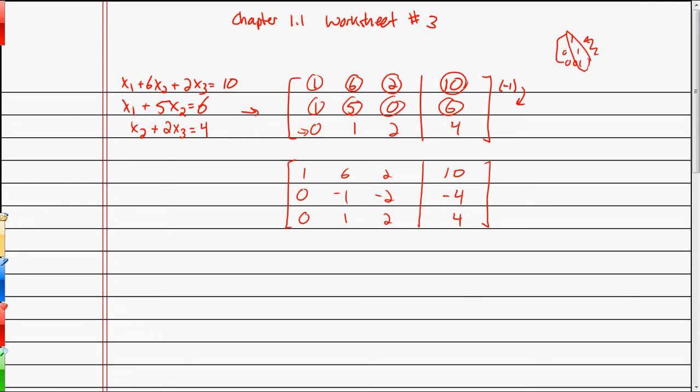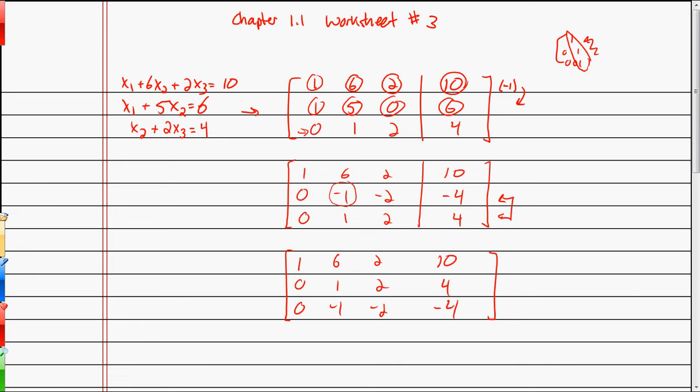Okay, great. So, I wish this was a 1. I could do one of two things. It doesn't really matter. I could switch these two rows, or I could multiply row 2 by negative 1. And as it turns out, it won't really matter which one I do. Let's switch them. We'll just switch the rows. So we get 1, 6, 2, 10, 0, 1, 2, 4, and then 0, negative 1, negative 2, negative 4.